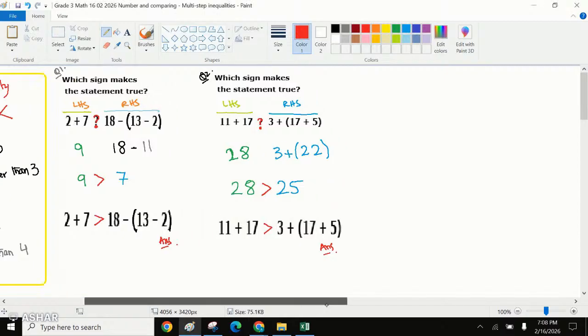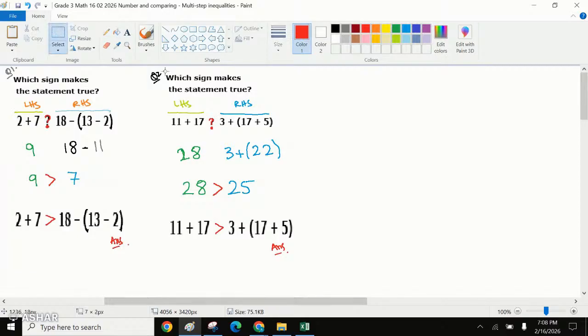The next question says, which sign makes the statement true? Okay, question number 3. And the statement given to us is, let me just copy the statement. Okay, the statement given in question number 3 is this. I'll rephrase it. What we need to do is replace this question mark with the sign, right? You do not have to write LHS and RHS, the left hand side and the right hand side. I'm only writing it to explain it to you.